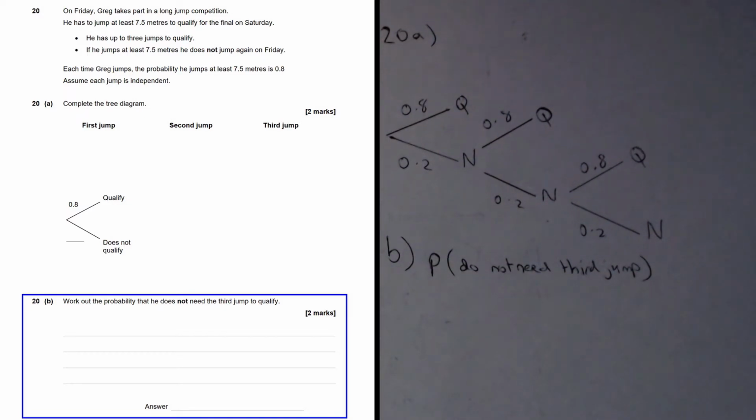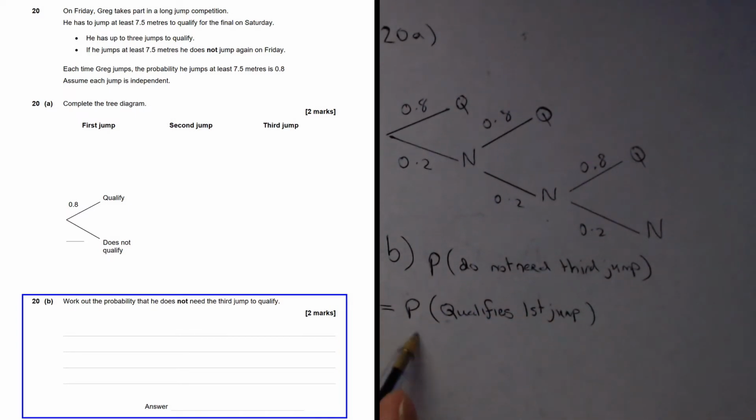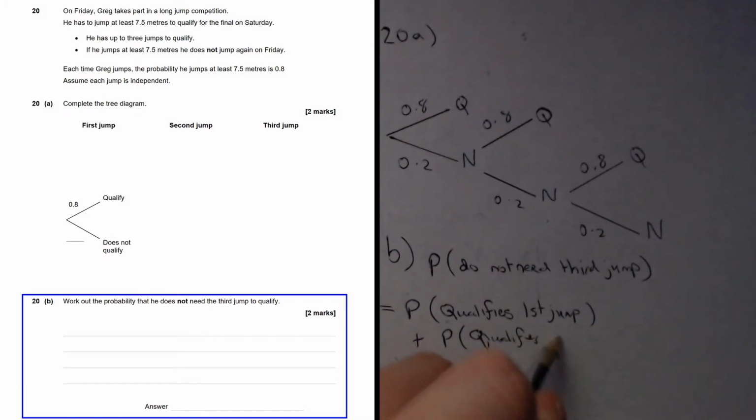Let's think about this logically. If he doesn't need the third jump to qualify, that means he must qualify either in the first jump or the second jump. Okay? So this is the same as the probability that he qualifies in the first jump plus the probability that he qualifies in the second jump.